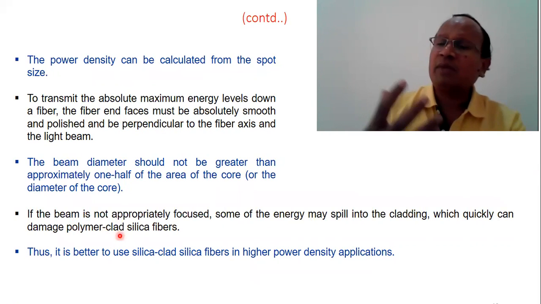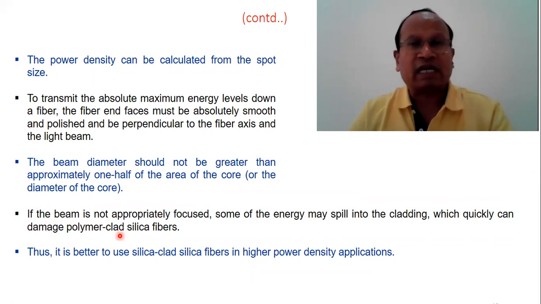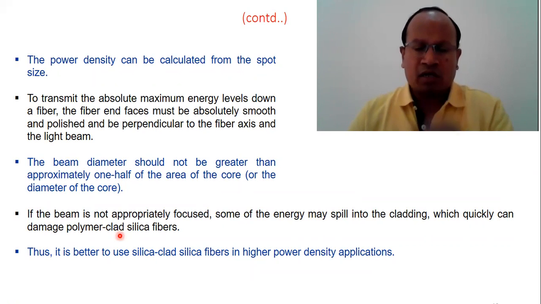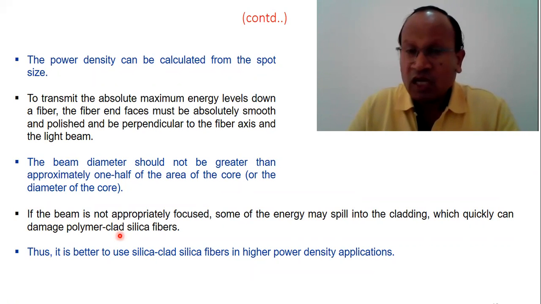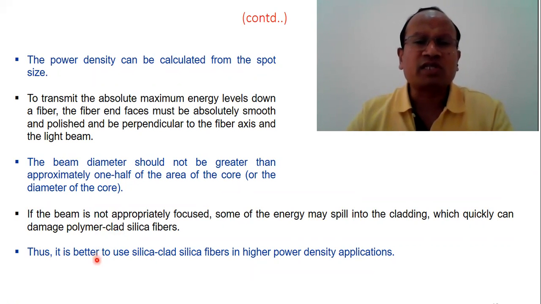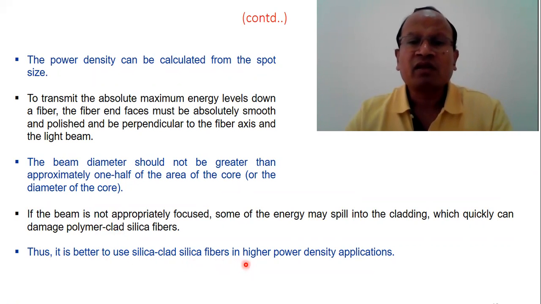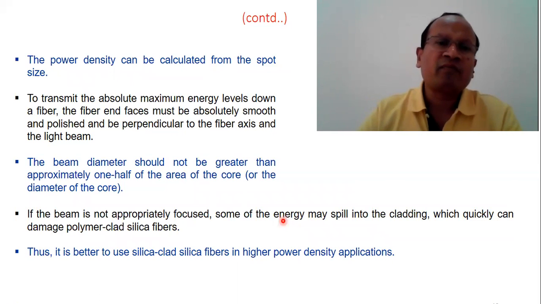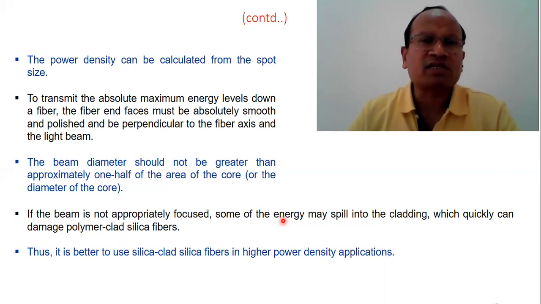So whenever some signal goes towards the clad area, that is obviously one kind of loss. Therefore, it is better to always use silica clad silica fibers, especially in the applications where high power density is the requirement. And this is how we have discussed the dispersion losses.